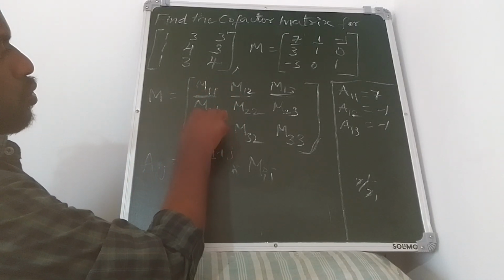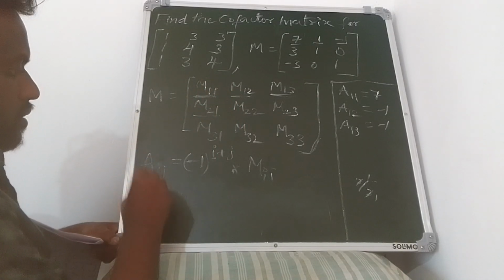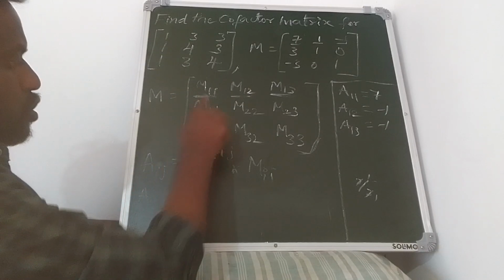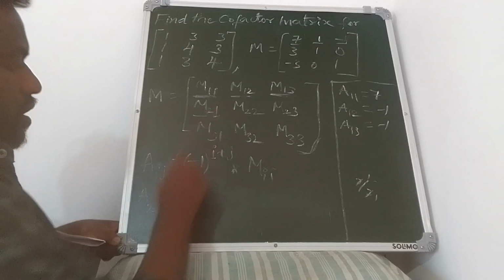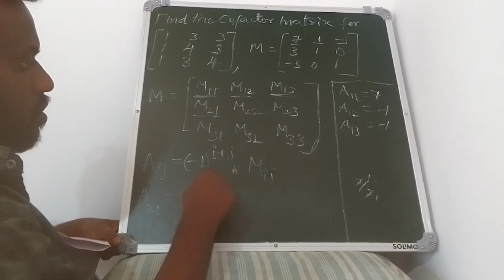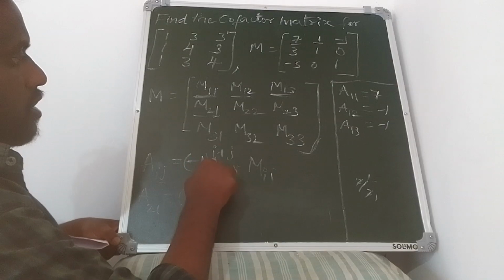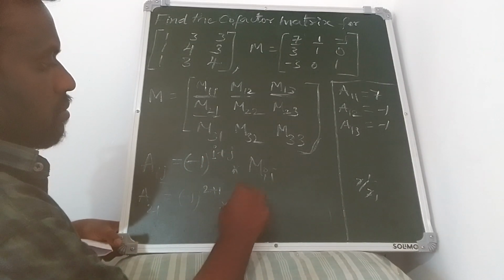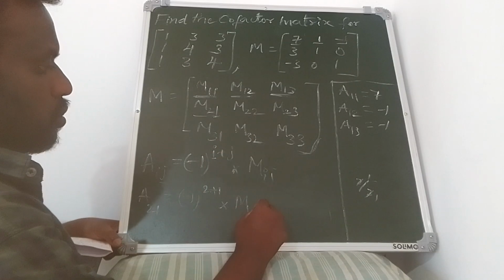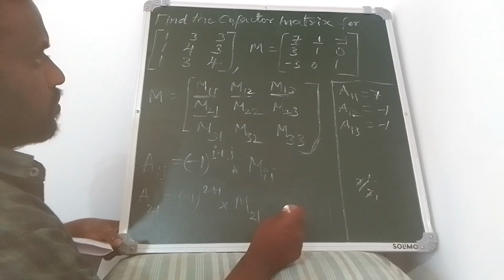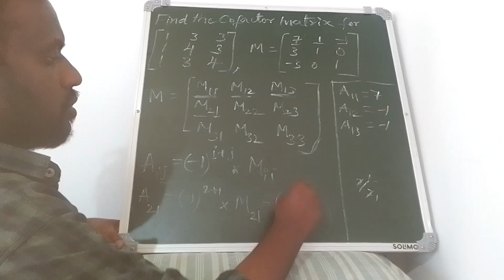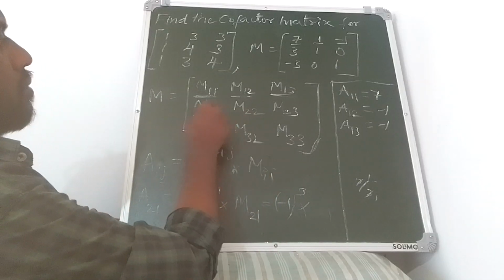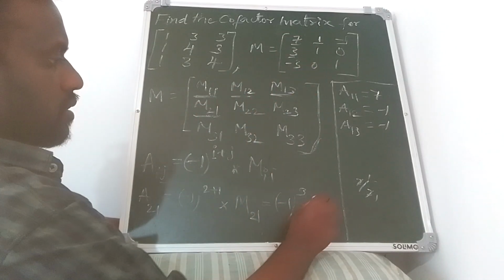So 2, 1: i is equal to 2, j is equal to 1. I will substitute here. So a21 is equal to minus 1 to the power of i plus j, that is 2 plus 1, into m21. That is equal to minus 1 to the power of 2 plus 1, which is 3, into m21. In place of m21 we have 3. That 3 I will write here.